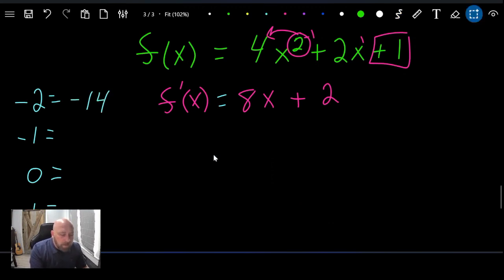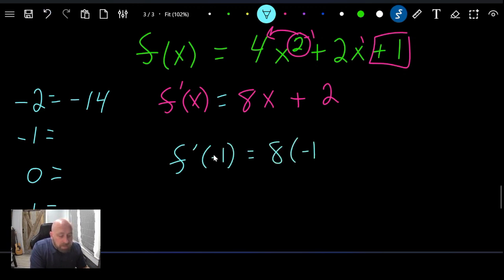All right, let's go back and do the next one. So the next one, we're going to just work through it the same way that we just did, except now with -1 going in there. So now we have the function prime of -1 equals 8 times -1 plus 2. 8 times -1 is going to give us -8 plus 2. -8 plus 2 is -6. So -1 would be -6.